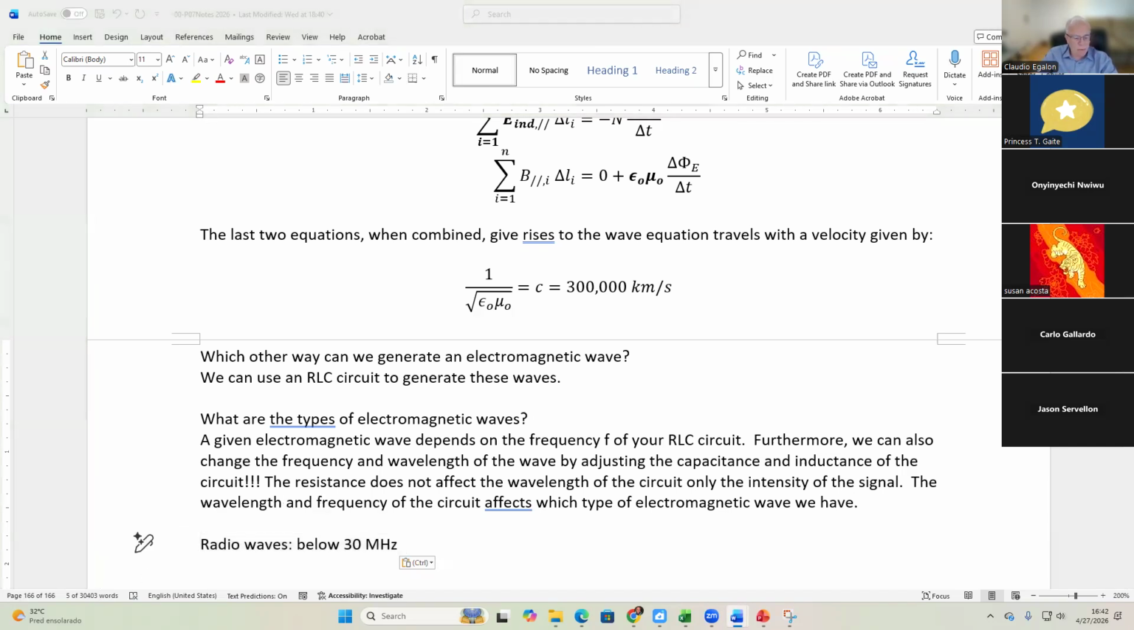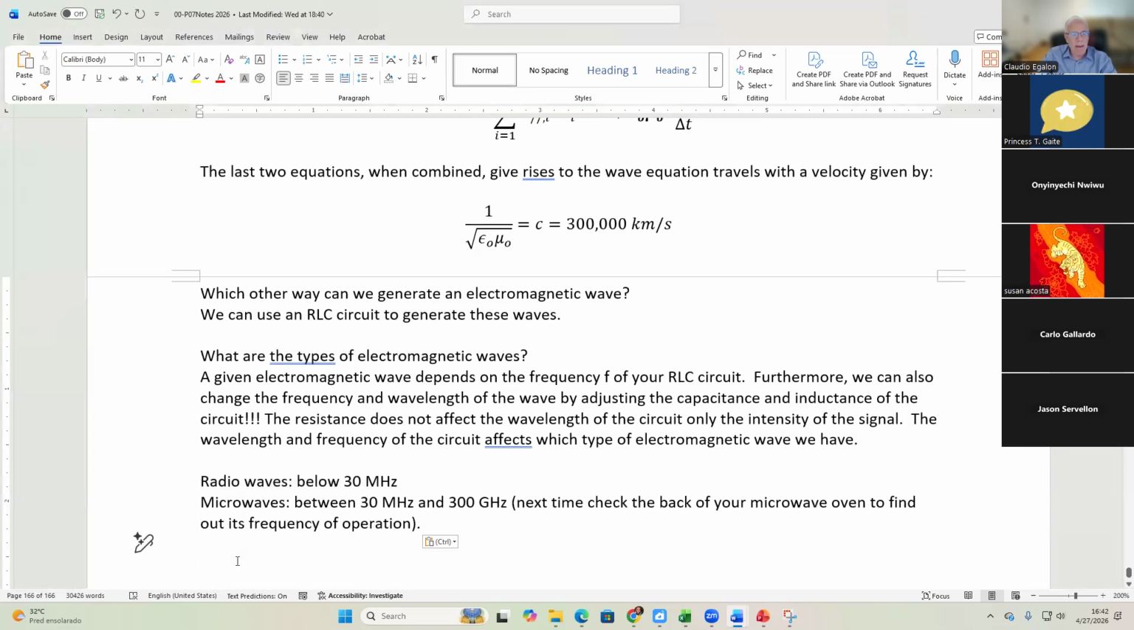And above the radio waves, we have the microwave, part of the electromagnetic spectrum. That's the region where your microwave oven works. Find out its frequency of operation. They usually imprint that on the back of the microwave that we have at home.